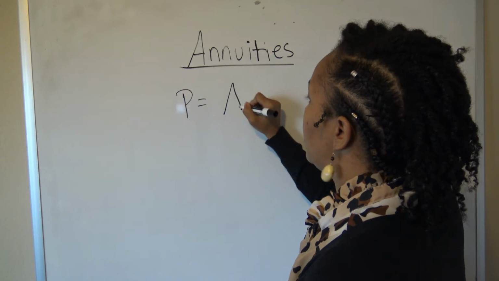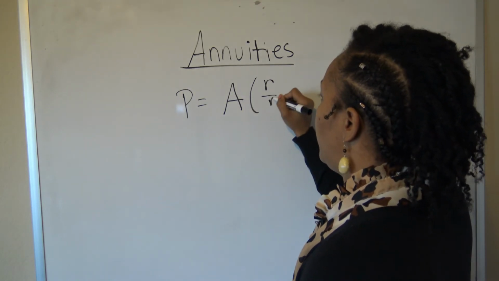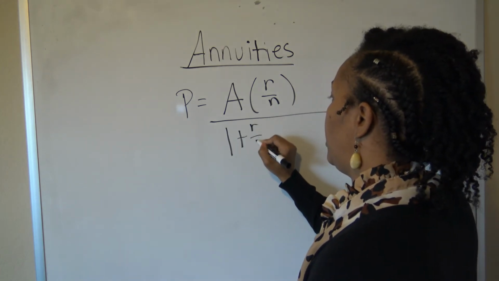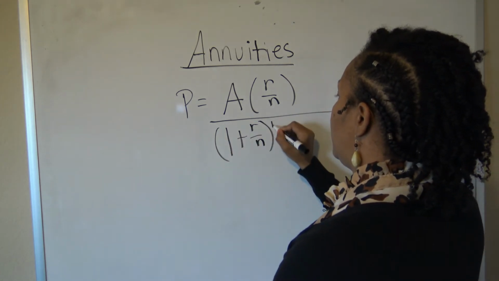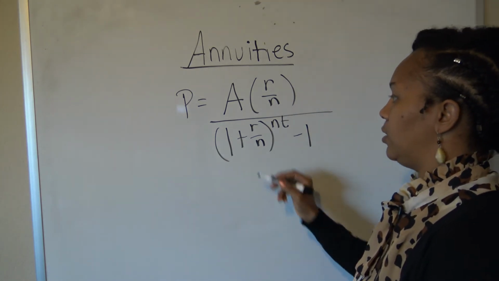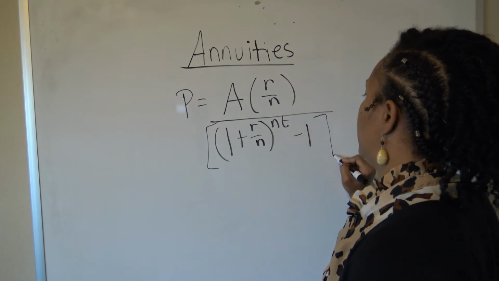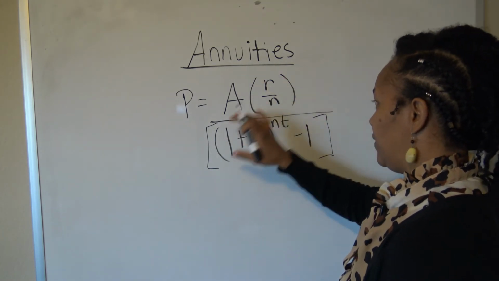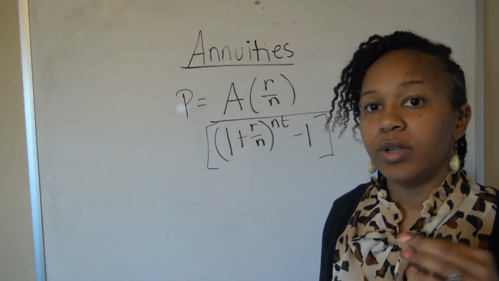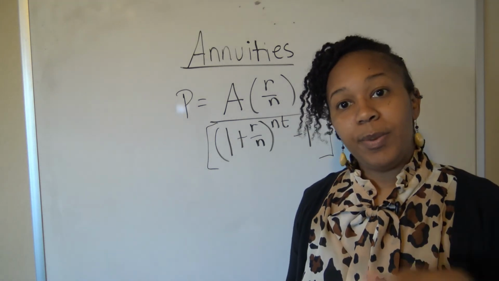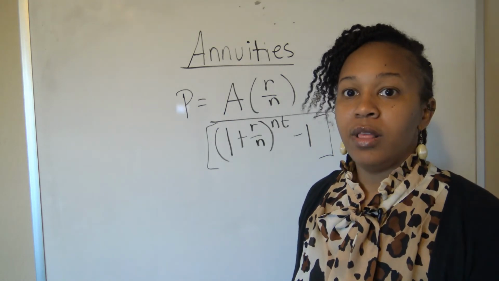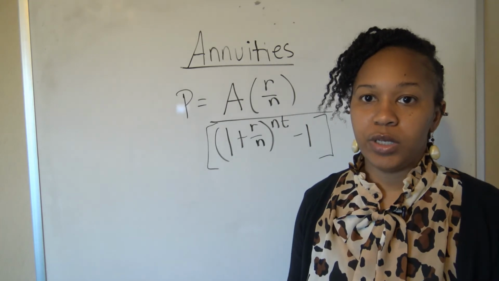So it's P is equal to A times R over N, all of that over 1 plus R over N raised to the NT minus 1. All right, and so I'm going to put this in brackets because all of this is divided by all of that, okay? And so this is the formula that you will use whenever you want to figure out what you need to pay each month or each quarter, however long whatever your increments are. This will tell you what your payments need to be in order to reach that end goal.